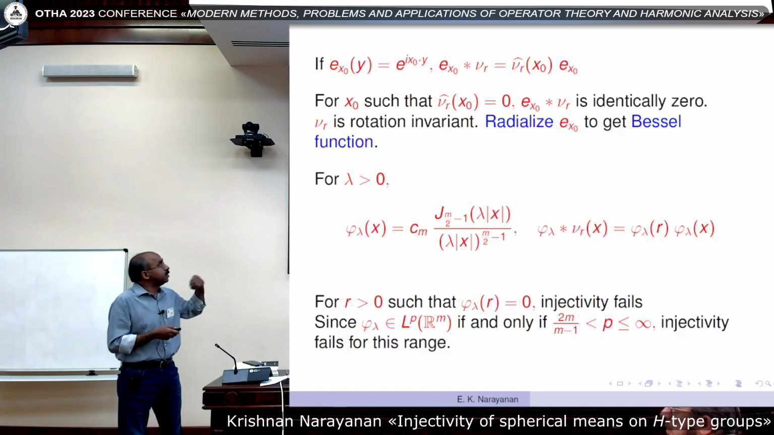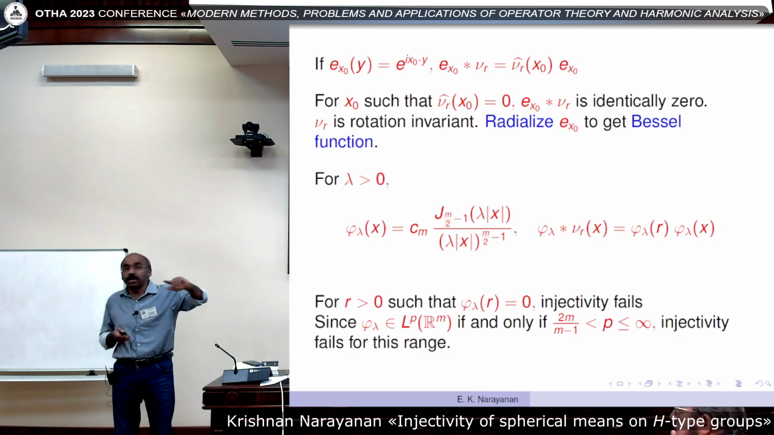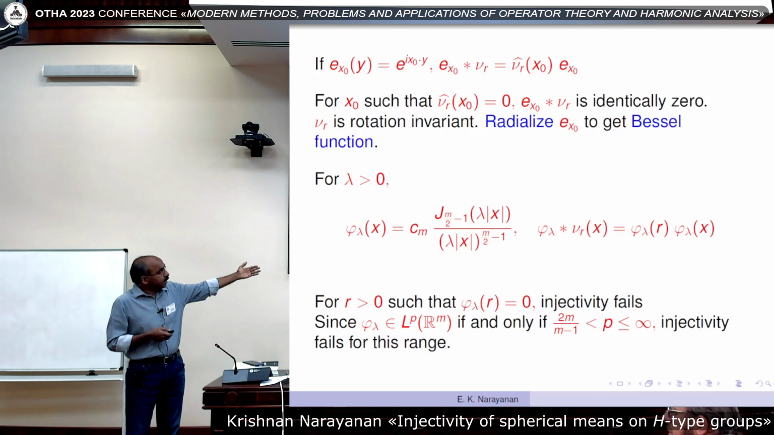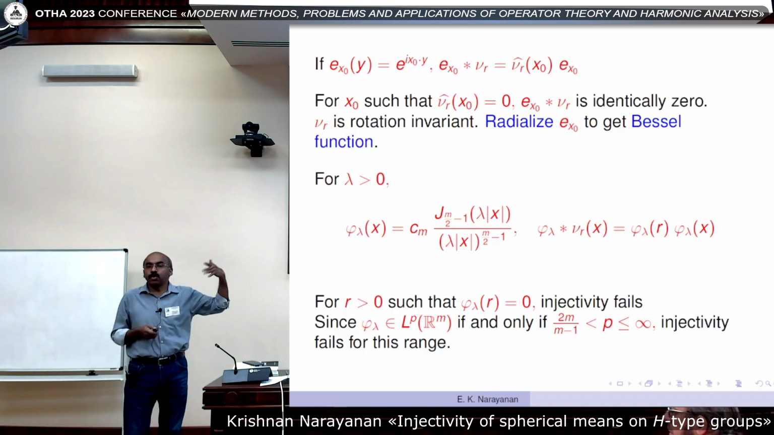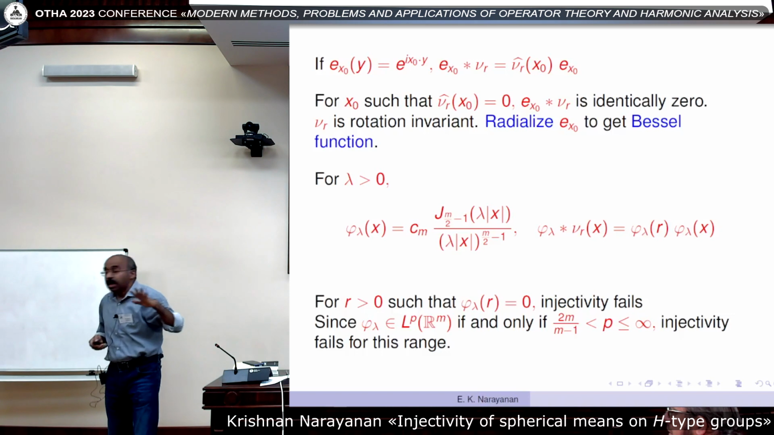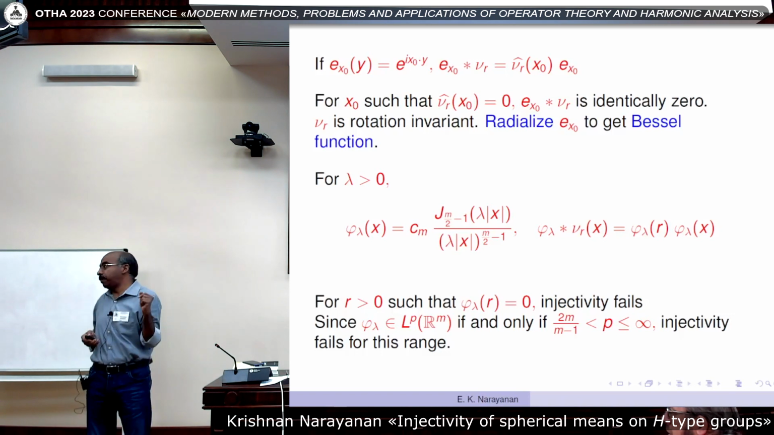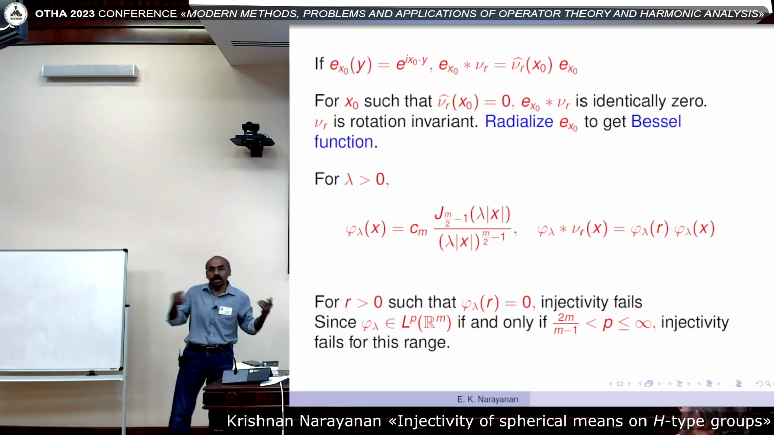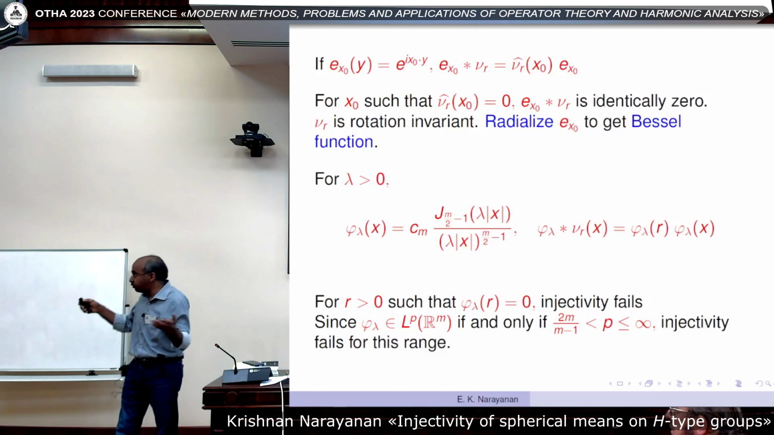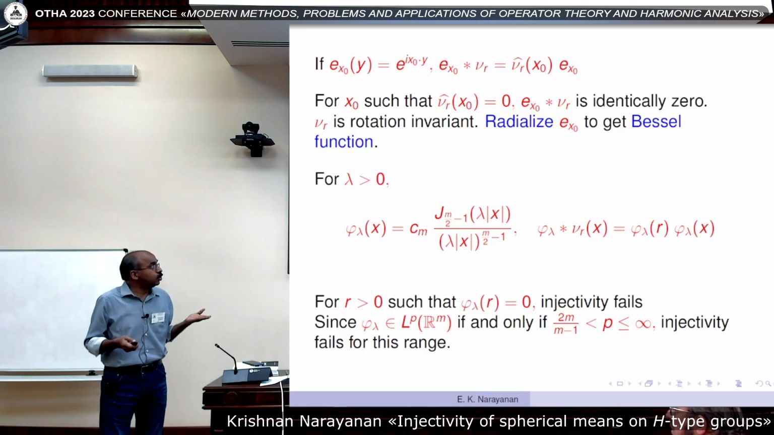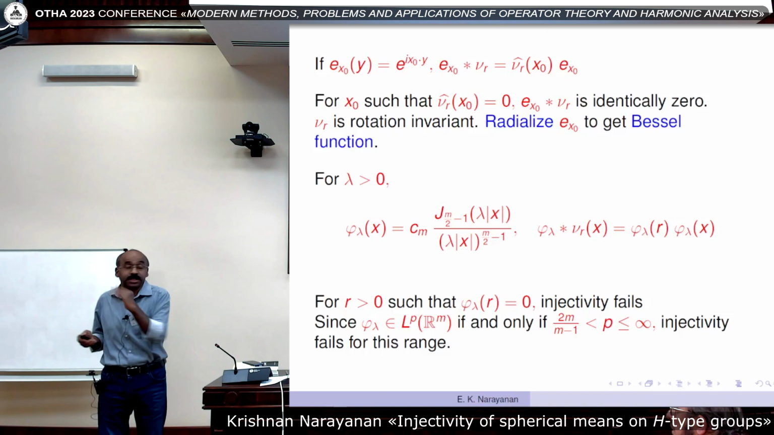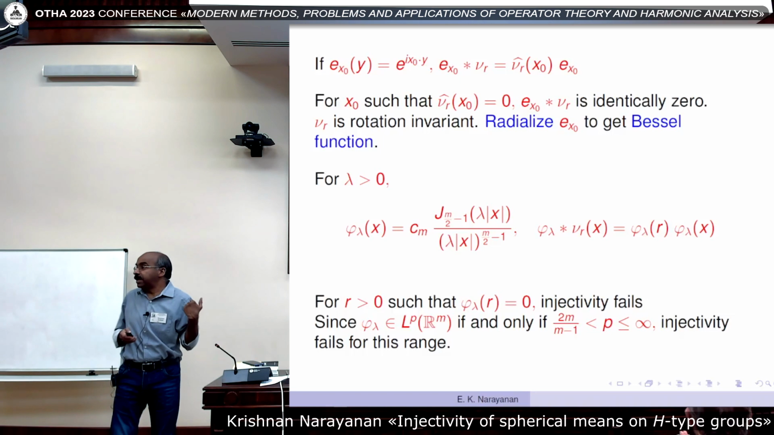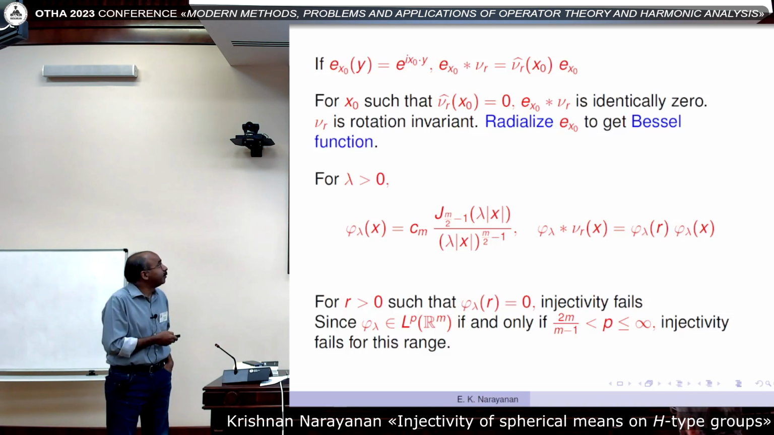If you choose a zero of a Bessel function as your radius, then of course the convolution will be identically 0. And from the asymptotics of the Bessel function, you know that it will be in L^p only if p is greater than 2m/(m-1). So if you look at this injectivity question on L^p, the injectivity fails for p greater than 2m/(m-1). Okay, so that is the range. The question is, what happens when p is less than 2m/(m-1).